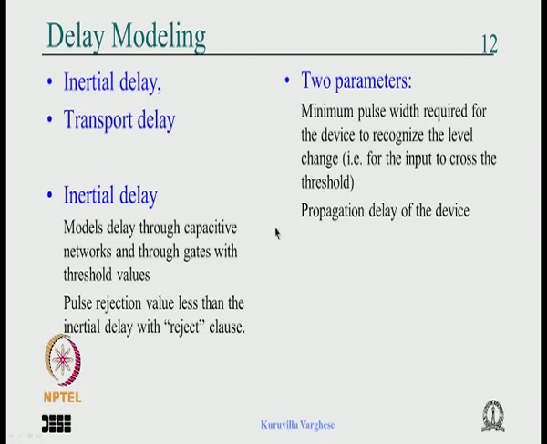Or if you have a gate with a threshold value, you apply a pulse for the input to charge above the threshold, it takes time and also propagates through the device. So unless the input value exceeds that threshold, the output won't come. So there is a minimum pulse width which is required for any gate to respond. Okay, so this inertial delay captures that minimum pulse width, and also the propagation delay; both should be there.